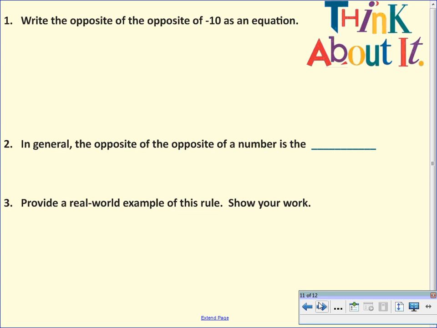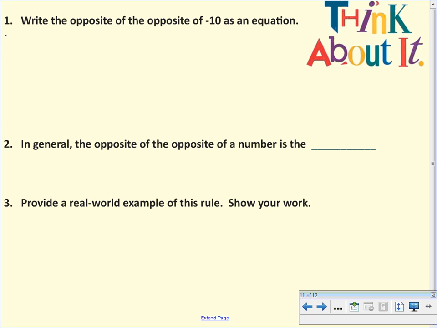All right, so now let's think about it. Write the opposite of negative 10 as an equation. You ready for this one? Yeah, you gotta be paying attention. You ready? I'm about to blow your mind. Ready? 2 feet on the floor. Pull in your chairs. Sit up straight. Shoulders back. Head up. Eyes up here. Okay. So, yes, you have to smile.